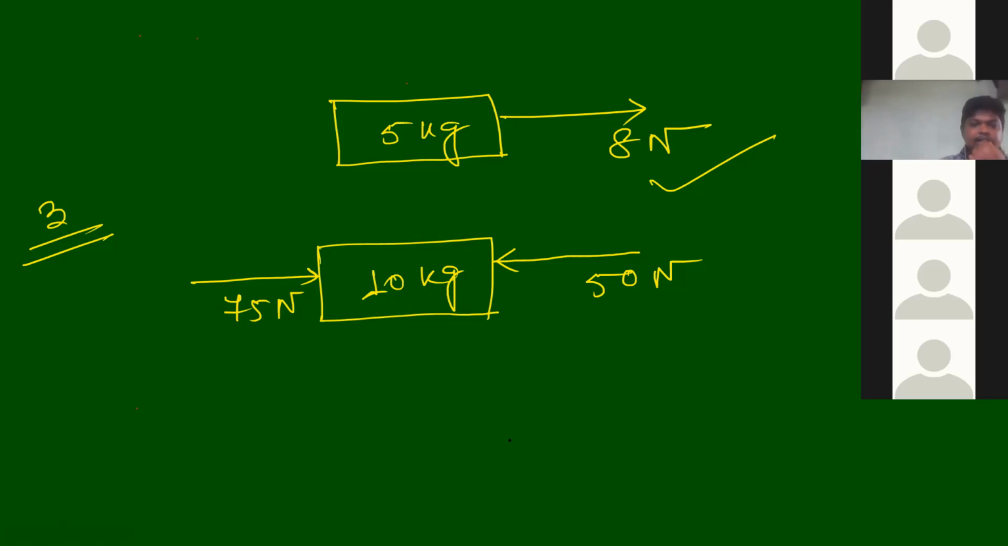Now the formula to calculate the net force on the object is the greater force minus the lesser force. You have to subtract the lesser force from the greater force, that is 75 Newton minus 50 Newton. Just look at the direction of the forces. 75 Newton is a push force applied in the right direction. There is another force of 50 Newton pushing the object in the left direction.